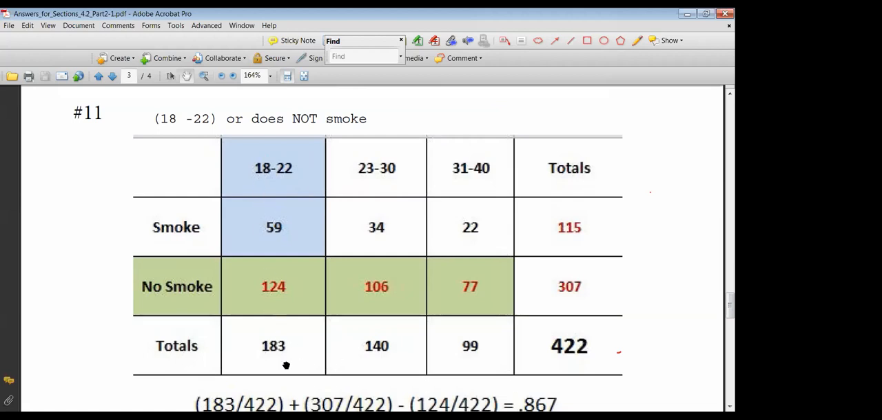But notice, in getting the 183, I counted the 124. In counting the people who were non-smokers, I counted the 124 again. I don't want a double count. All right, so to get the 183, I added these.